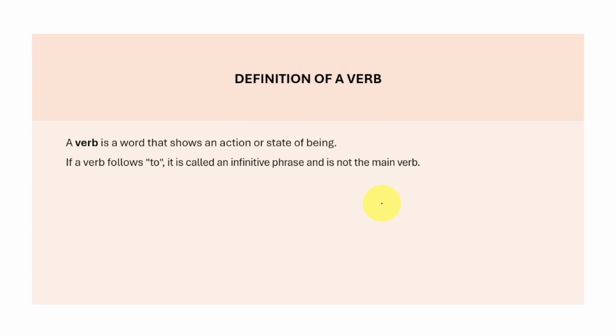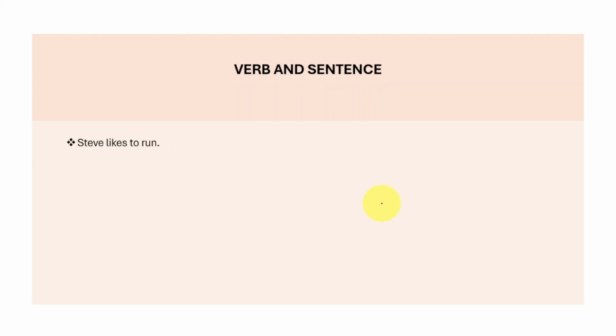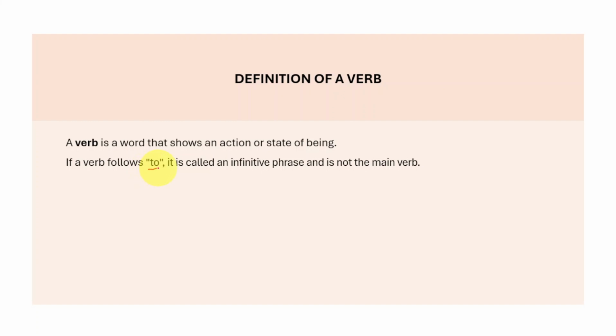Here, we deal with the verb. A verb is a word that shows an action or state of being. Now, if a verb follows "to," it's called an infinitive phrase and is not the main verb. Now, Steve likes to run. When you see this, this is the one I'm talking about. Steve likes to run.